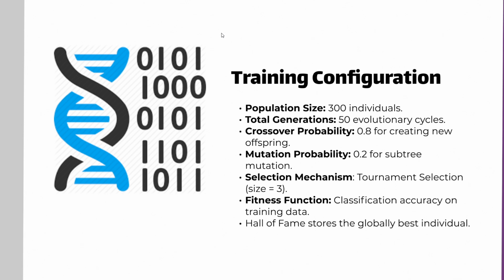And once the fitness values are assigned, tournament selection chooses individuals based on their performance. Crossover then recombines two parent trees by exchanging subtrees, producing new and sometimes more complex logic. The mutation randomly modifies parts of the tree, helping the search escape local optima. This cycle continues for 50 generations, and over time, the population becomes increasingly specialized. Meanwhile, the Hall of Fame preserves the global best individual.